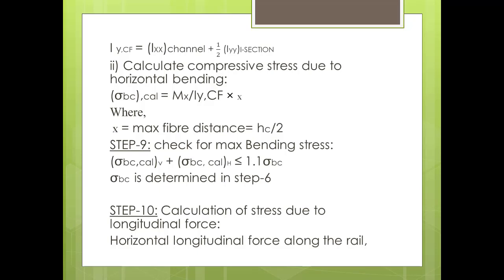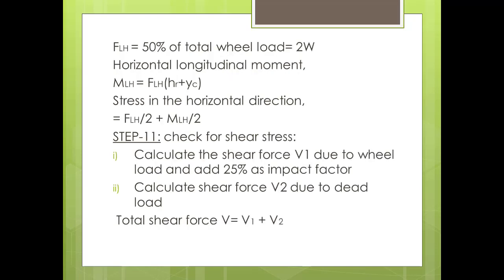Now step 10. What is step 10? Calculation of stress due to longitudinal force. The longitudinal force along the rail is given by F suffix LH, equal to 50% of the total wheel load. We have already got these values, right? So this is equal to 2 into total load, W. Now M suffix LH is the horizontal longitudinal moment. It is given by FLH into (HR plus YC).